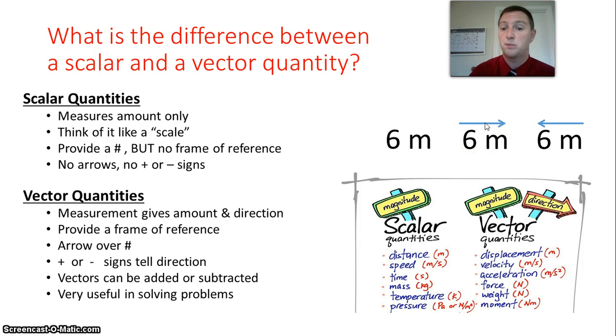This is displacement. Check it out on the next slide. It means I have gone from A to B, 6 meters, or I've gone from B to A. The arrow makes a difference. It shows that we have a vector quantity.